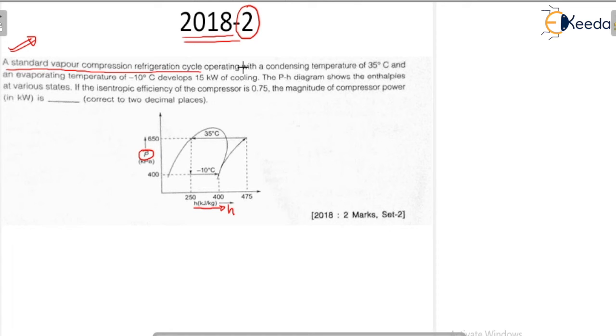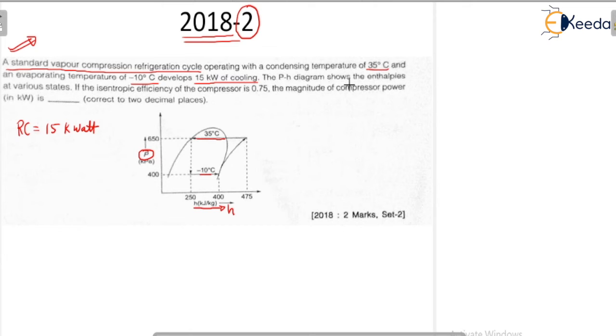Over the pH scale, your VC cycle is given, with the H axis and the pressure axis. Operating with a condensing temperature of 35 degrees centigrade, that means the condenser temperature is 35 degrees centigrade, and the evaporator temperature is minus 10 degrees centigrade. Developed 15 kilowatt of cooling. That means your refrigeration capacity is 15 kilowatt.